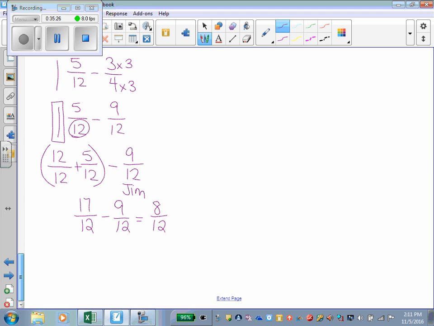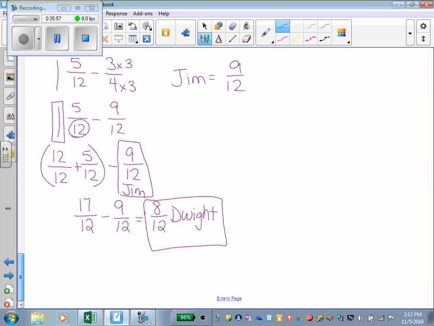Alright, so that simply means that Dwight sold 8/12. Now if we look back at the question, it says who sold more lemonade? In order to compare, we need to compare like fractions. So let's look at Jim's amount of 9/12 and Dwight's amount of 8/12. Remember, that was the equivalent fraction. Jim started off with 3/4, but that 3/4 became 9/12.